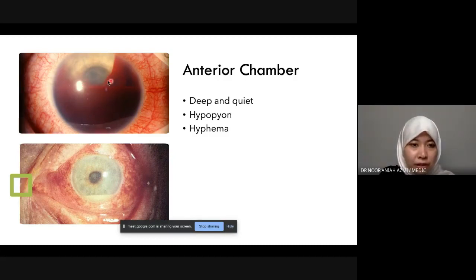This is what we call hyphema, in which there is bleeding inside the anterior chamber, and this is hypopyon, in which there is purulent material inside the anterior chamber.